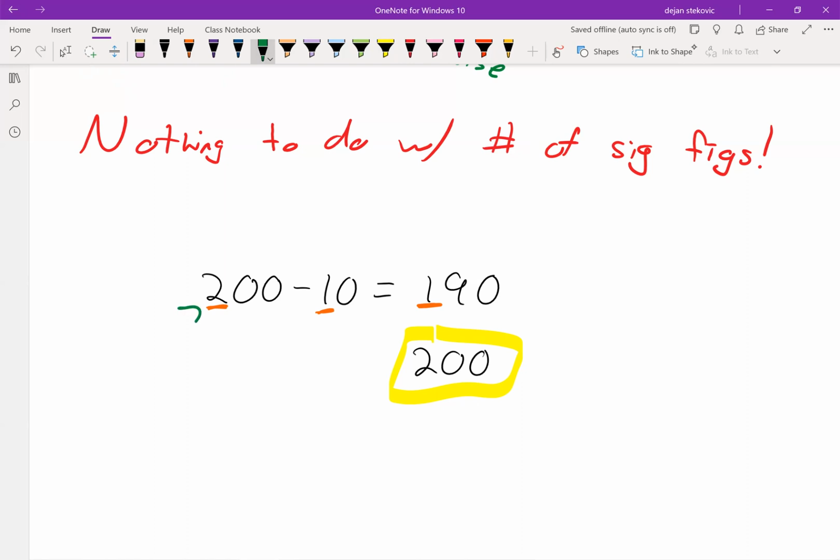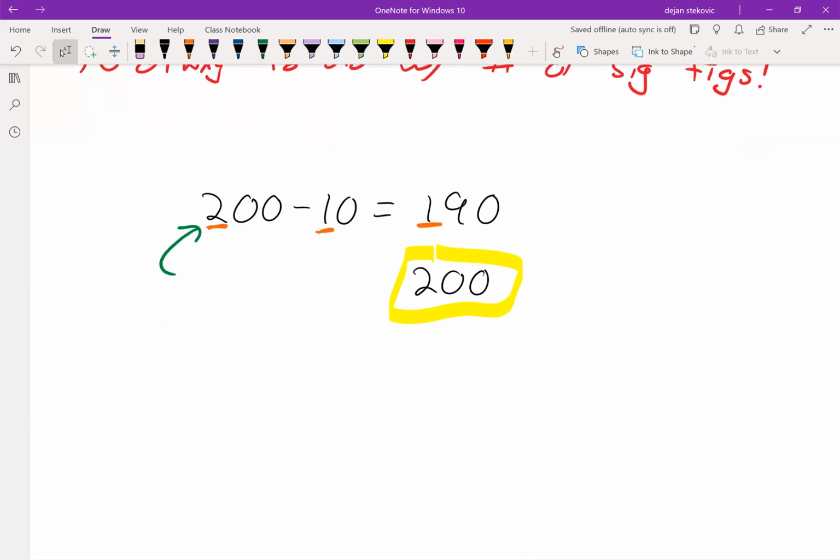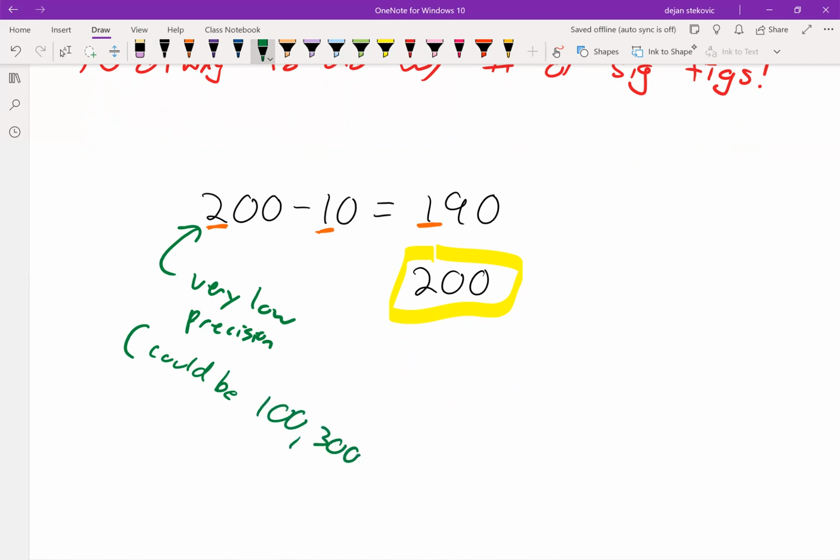You have to think about what this number means when we're thinking about sig figs and we're thinking about measurements, right? This 200 has very low precision, right? And so when that's the uncertain digit, this number could actually be 100 or it could be 300. You don't know. That 2 is an uncertain digit. And so when you subtract 10 from this uncertain digit, you don't gain much more precision from that.